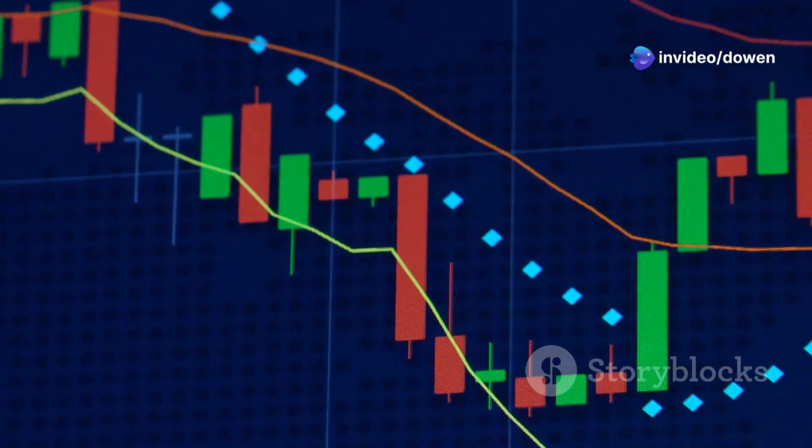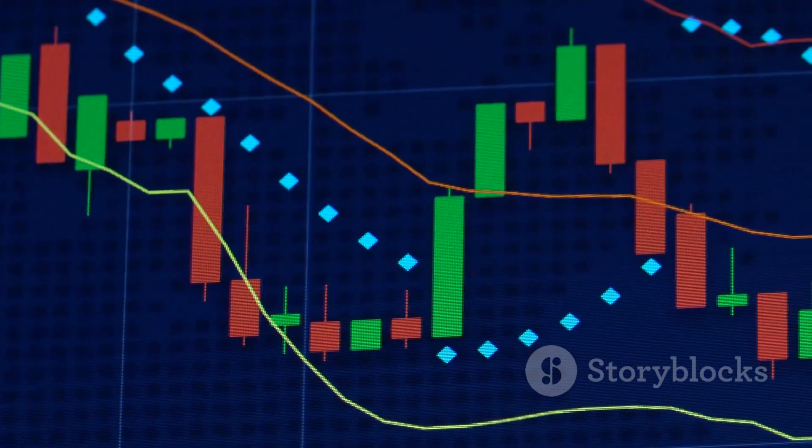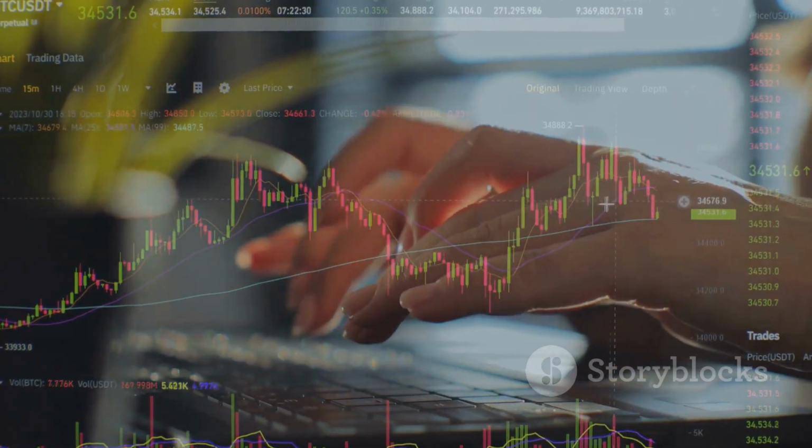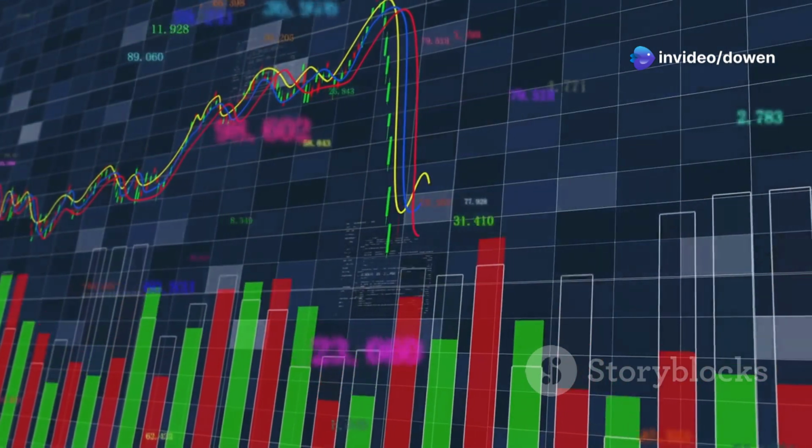You need a larger price move in your favor just to cover the spread and break even. This is a critical consideration for anyone venturing into these markets. Furthermore, exotic pairs can be much more volatile. Prices can swing dramatically in short periods.